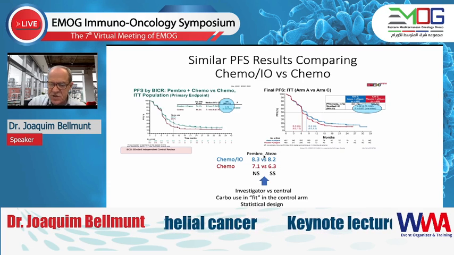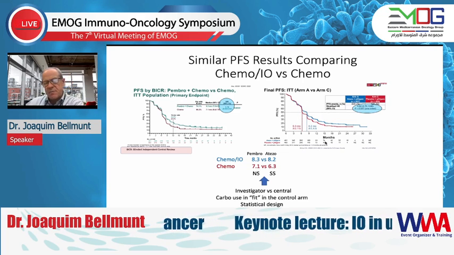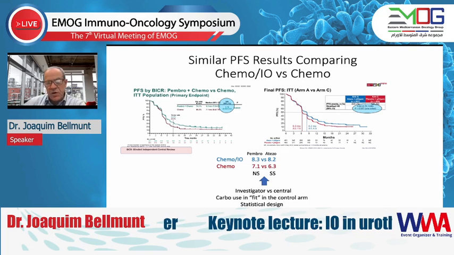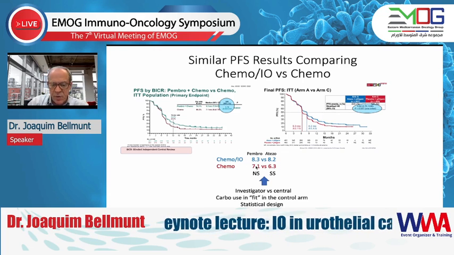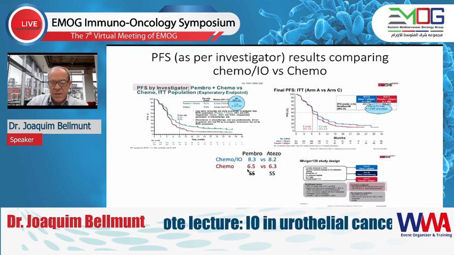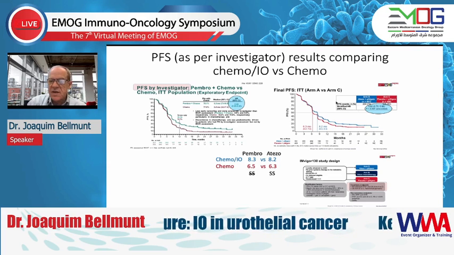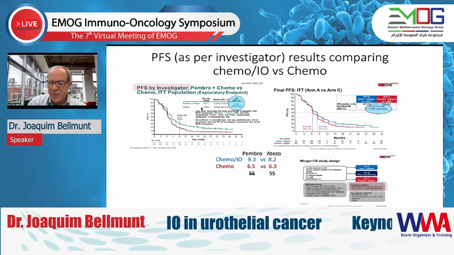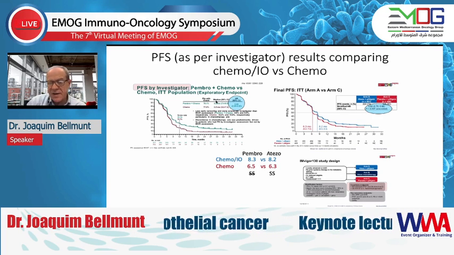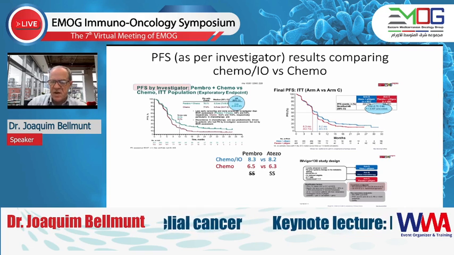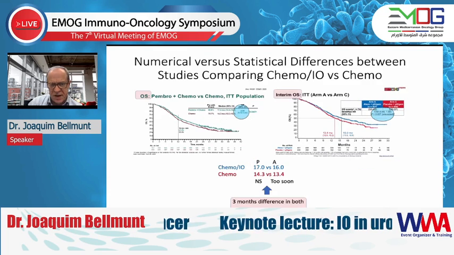And if you see the comparison, the IMvigor 130 is statistically significant, while the KEYNOTE-361 is non-significant because of that, 7.1 months versus 8.3 months. But then if we move to the PFS by investigator, we see that these trials are completely the same. But because this was not the primary endpoint, this trial ended up being negative because of the PFS. But we see more or less similar results with these two trials in first line.